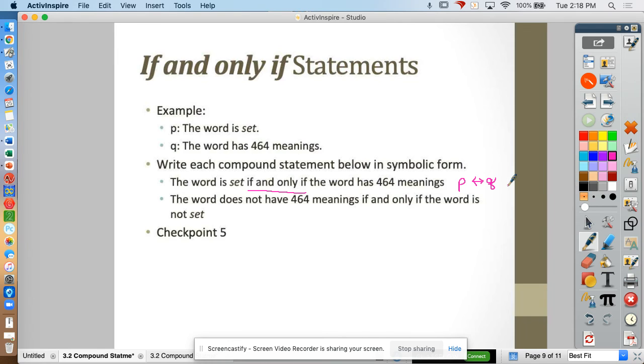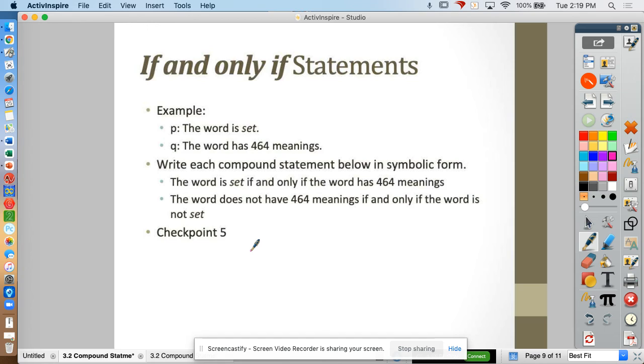And that's our Q. This one says the word does not have 464 meanings if and only if the word is not set. So now we're going to negate the Q, if and only if not set. So we're going to negate the P part also. And there's that one. Okay. All right. You guys try checkpoint 5 and then come back and check it.